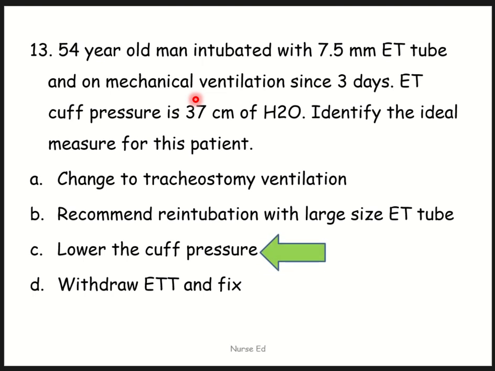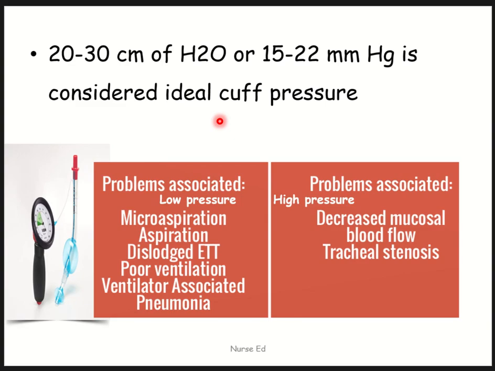Yes. So to confirm the answer, you should know the normal ET cuff pressure. Lowering the cuff pressure is the measure to be done. Why should it be lowered? Because normal cuff pressure is 20 to 30 centimeters of water. If you convert it to millimeters of mercury, it comes to approximately 15 to 22 millimeters of mercury, which is considered the ideal cuff pressure.